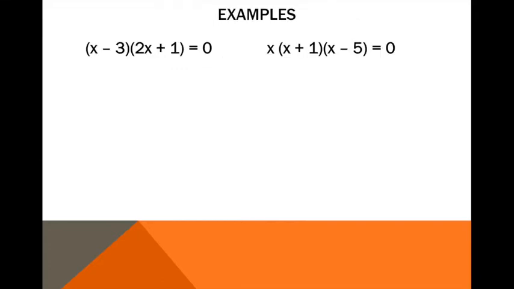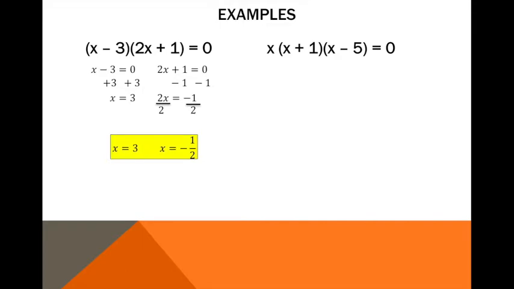So, we are going to set each factor equal to 0. So x minus 3 equals 0 and 2x plus 1 equals 0, and solve. Add 3 to both sides, subtract 1 from both sides, so x equals 3 and 2x equals negative 1. Divide by 2 on both sides, so x equals 3 and x equals negative 1/2.